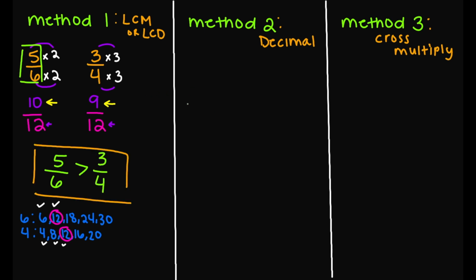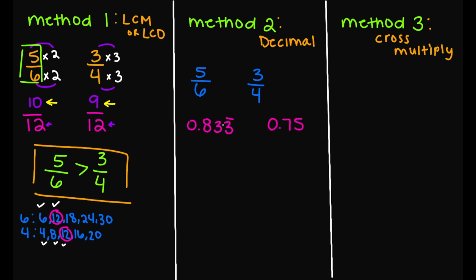Let's look at the second method. Second method is to turn your fractions into decimals. So 5 over 6, if you turn this into a decimal, you're going to get 0.833, and that's going to be repeating. And then 3 over 4, if you turn this into a decimal, you're going to get 0.75.